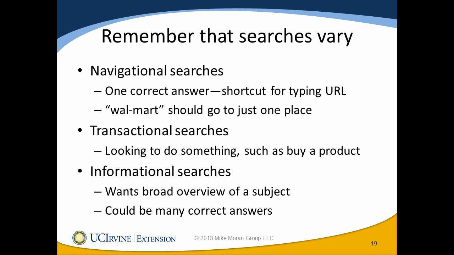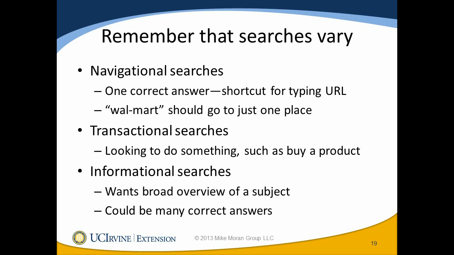So now that we've looked at a number of different kinds of sites, we want to keep in mind that there are different kinds of searches. So we had talked earlier in the course about navigational searches, transactional searches, and informational searches. And so navigational searches usually have one answer. So people don't usually want to type out a URL. And so instead of typing out Walmart.com, they're going to type in Walmart and let the search engine find Walmart.com.